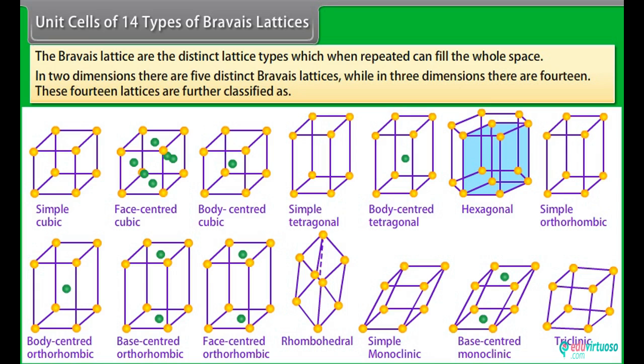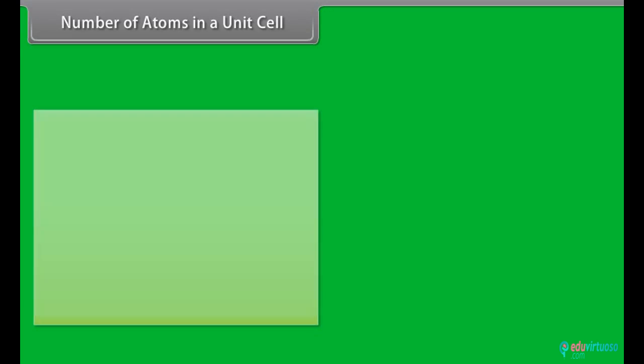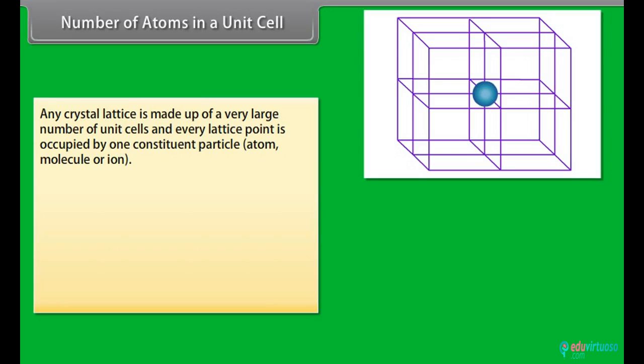These 14 lattices are further classified by the number of atoms in a unit cell. Any crystal lattice is made up of a very large number of unit cells, and every lattice point is occupied by one constituent particle: atom, molecule, or ion.